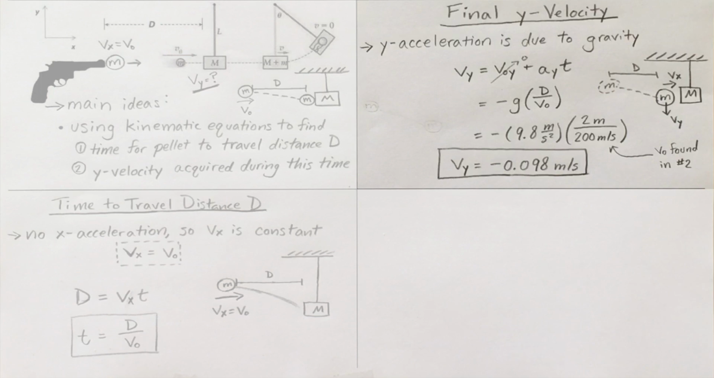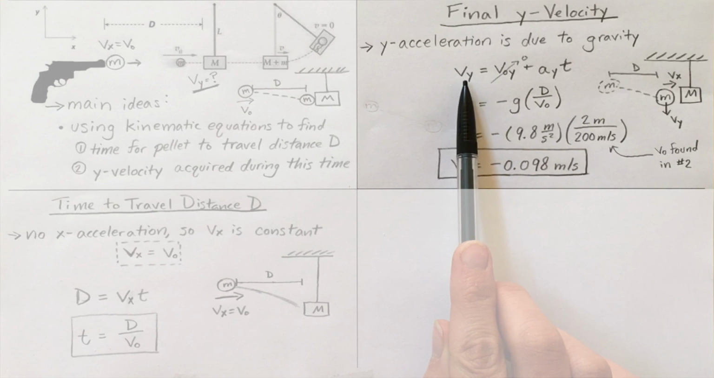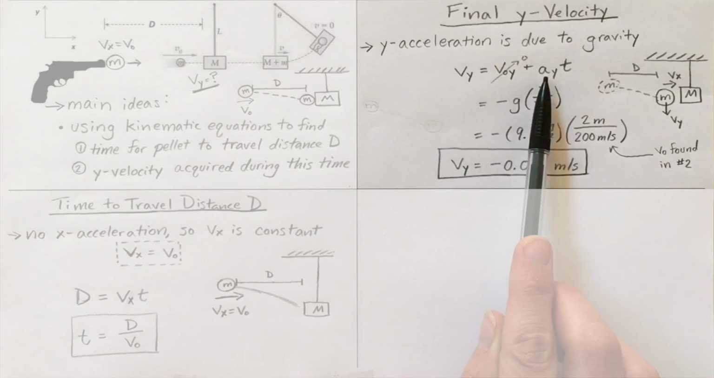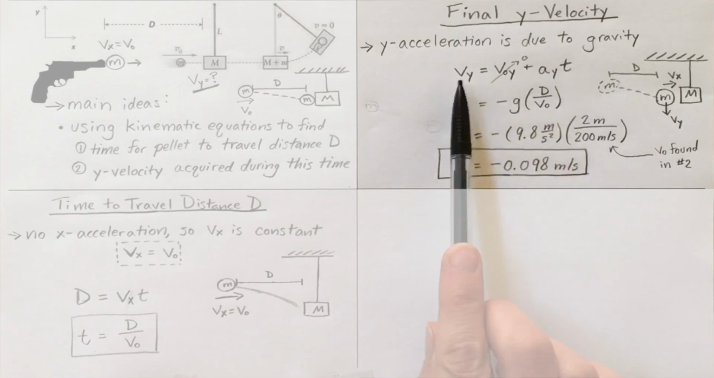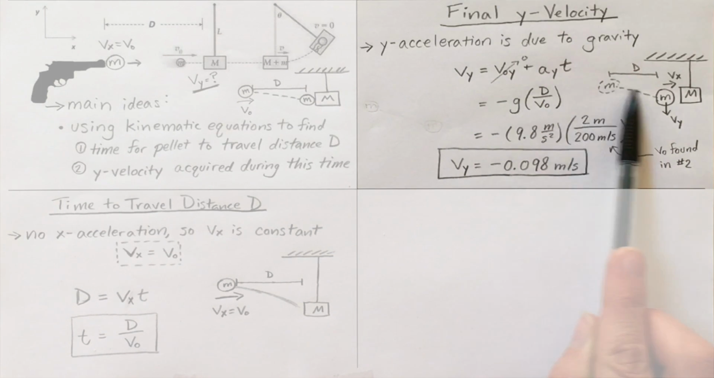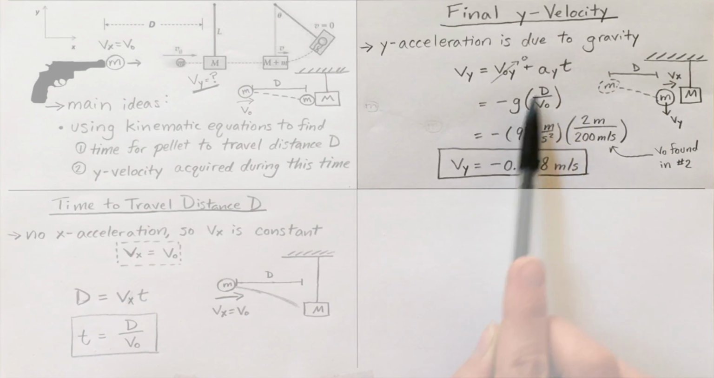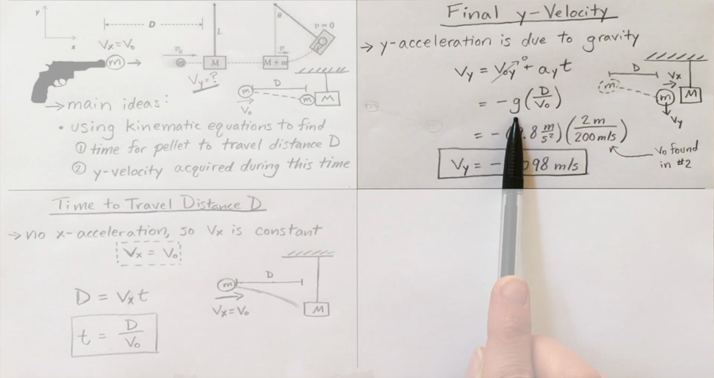Now that we know the time needed for the bullet to travel a distance d, we can find the y velocity. We use the kinematic equation involving velocity, acceleration, and time. The initial y velocity is 0 because the pellet is fired in a purely horizontal direction, and the acceleration is due to gravity, so a_y is equal to negative g.